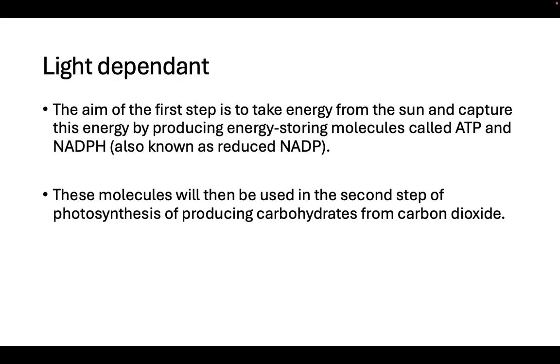So basically you're taking this energy from the sun and holding on to it and converting it into chemical energy of these two molecules. Then once you've done that, these molecules ultimately will be used in the second step of photosynthesis to produce carbohydrates from carbon dioxide. So this is what happens within the first and second stage in a nutshell.